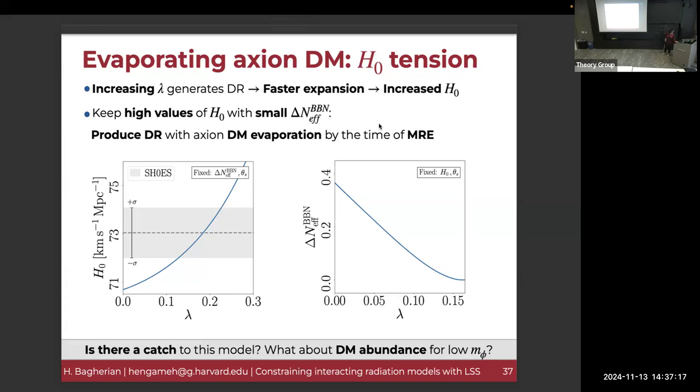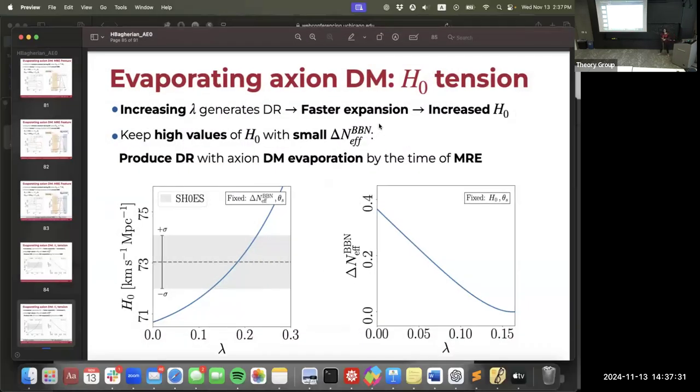Okay, and the part that we're still thinking about is whether the abundance of this dark matter can be the entire dark matter or not, and that's still part of the work in progress. Okay, I guess that's it.